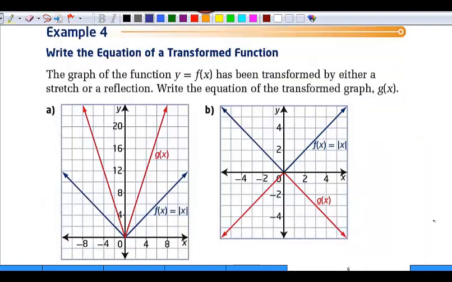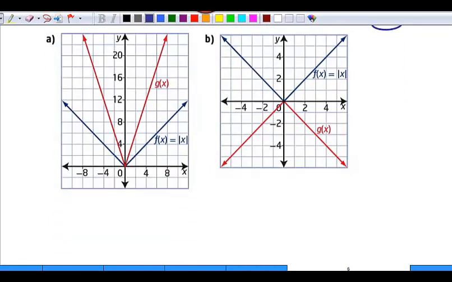All right, final example. Example 4, we're just asked to come up with the equation for these transformations. Now in the first case, this is a particular case where we've got an absolute value function, and there's two possibilities for this one. We could look at it as being a vertical stretch, or we could look at it as being a horizontal compression, a stretch by a factor of less than 1. In the first case, we'll look at the horizontal compression, because we're going from blue to red. And then the second case, we'll look at the vertical expansion as we go from blue to red.